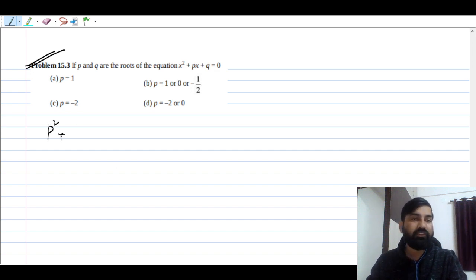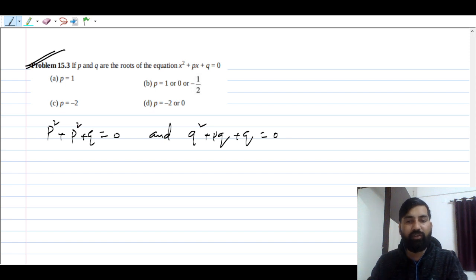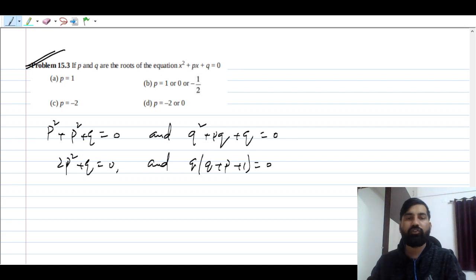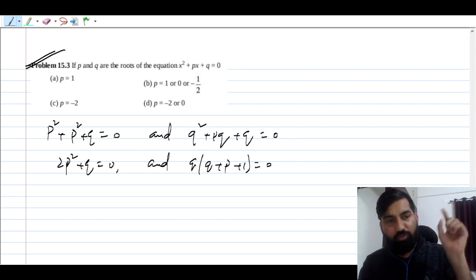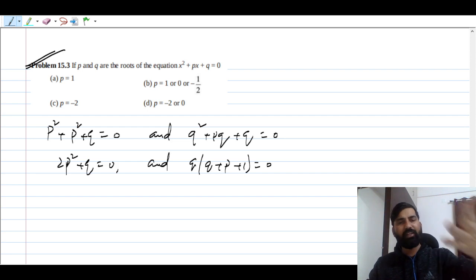तो पी स्क्वायर plus p square plus q equal to 0. This is the equation that you will get. And you will get here q square plus pq plus q equal to 0. You can say that 2p square plus q equal to 0, and from here you can take q common, so it is q times (q plus p plus 1) equal to 0. So whenever p and q are the roots, they should satisfy the equation. So you can plug p and q in that equation, and you will get this kind of situation.